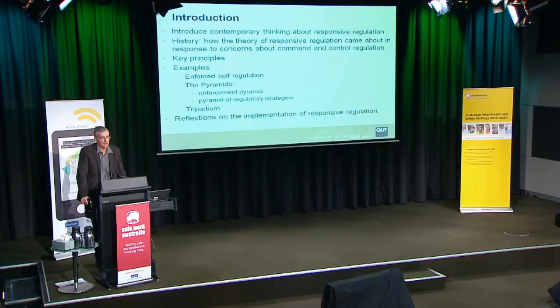And the examples will be, firstly, of enforced self-regulation, secondly, the two pyramids that Ayres and Braithwaite's theory of responsive regulation is famous for, that is the enforcement pyramid and the pyramid of regulatory strategies. And then I'll finish with a discussion of tripartism, where third parties are brought into the regulatory game. And then I'll conclude with some reflections on the potential difficulties of implementing responsive regulation.